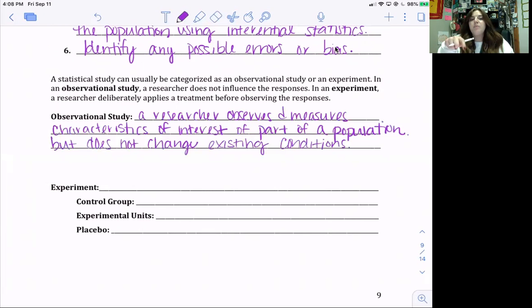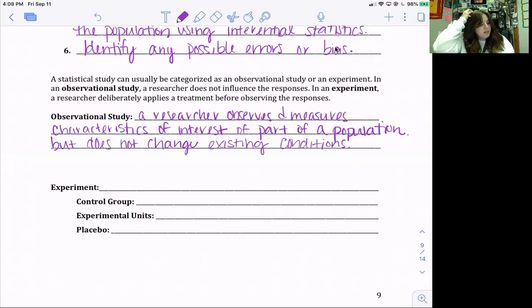So an example of an observational study would be if you stand outside the bathrooms in the math hallway and observe how many students wash their hands. You're not changing any conditions. You're just simply observing what's happening.